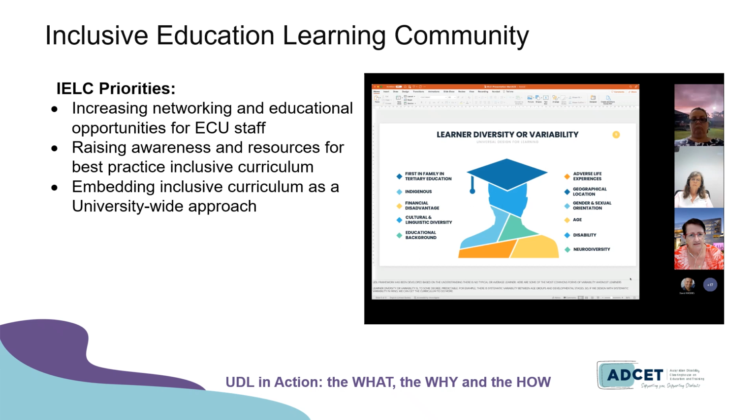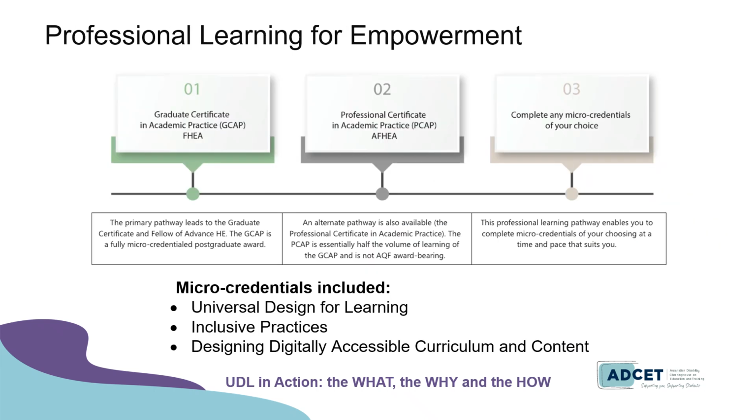So the next strategy we've employed for encouraging the implementation of universal design for learning comes from professional learning for empowerment. On a more formal level, staff can engage with a number of professional learning opportunities for deeper learning. ECU offers a graduate certificate in academic practice and a lighter version called the Professional Certificate in Academic Practice, both of which are available to all academic staff and staff who support teaching and learning.